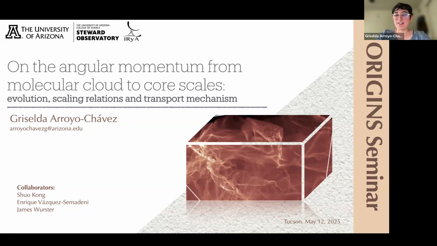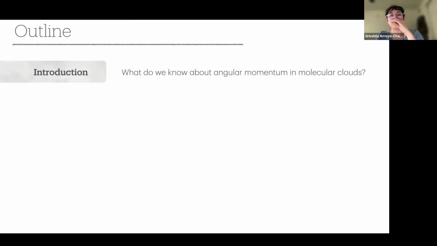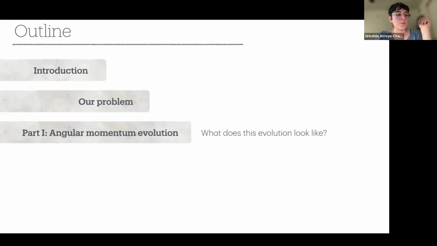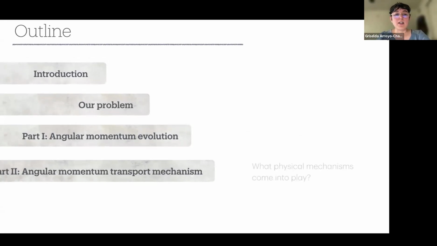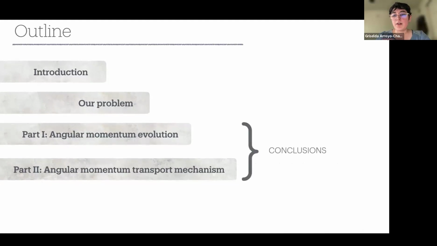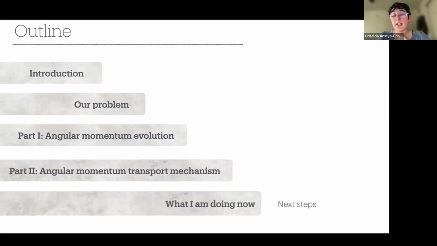So today, as you said, I'm going to talk about the angular momentum in molecular cloud to core scales, specifically the evolution and angular momentum redistribution during the gravitational collapse and fragmentation process. I study this subject using numerical simulations. First, I'm going to give you a brief introduction on the angular momentum and molecular cloud scales. Then our problem, or the questions that we want to solve, and our goals. Then we're going to have the first part, which is more related to the evolution of this angular momentum during this process. And the second part will be more related to the nature of this angular momentum transport mechanism. Of course, we're going to have conclusions for both parts, and finally what I'm doing now.